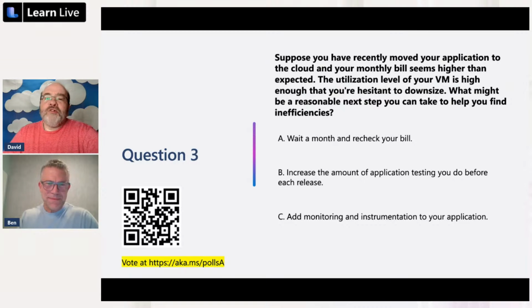Suppose you recently moved your application to the cloud and your monthly bill seems higher than expected. The utilization level of your VM, I guess you have just one VM, is high enough that you are hesitant to downsize because you only have one VM. What might be a reasonable next step you can take to help find inefficiencies? A, wait a month and recheck your bill. B, increase the amount of application testing you do before it's released. Or C, add monitoring and instrumentation to your application.